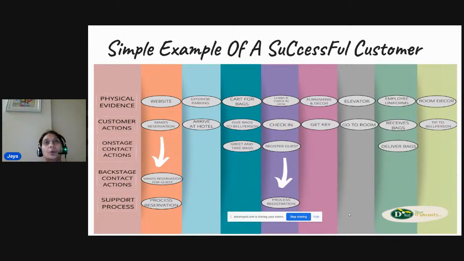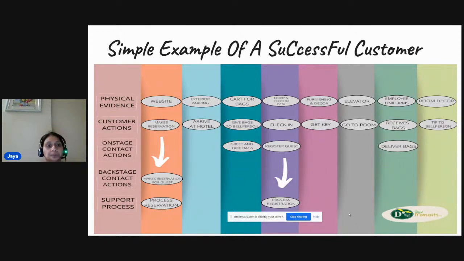I'll arrive at the hotel, and what would be the other activities I have to go through? While arriving at the hotel, we'll go to the reception, take our check-in forms, get the key, and go to the room. So these are the customer actions when we are arriving at the hotel.